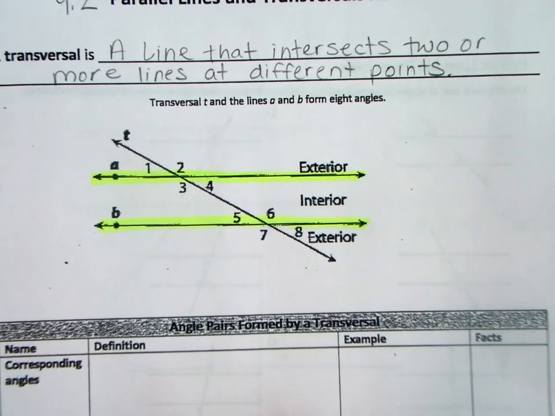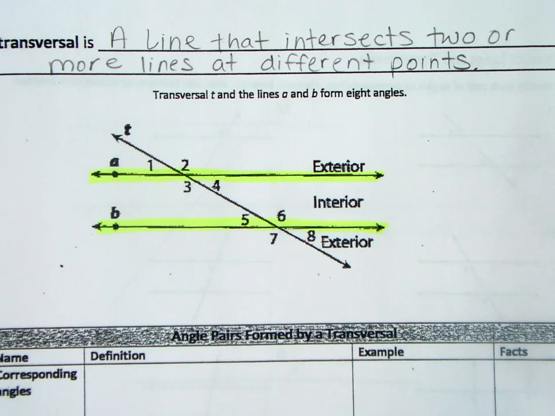Can anyone make any observations about the diagram up there? Anything you notice or observe before we start writing anything down? Someone mentioned we have a lot of angles up there, right? A lot of numbers. 1, 2, 3, 4, 5, 6, 7, 8. All those angles are created by this drawing. Anything else that stands out to you?